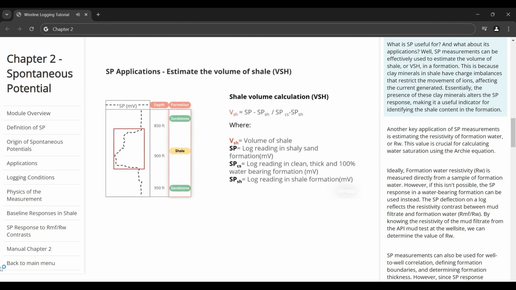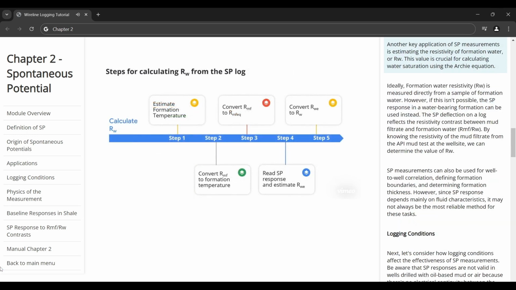And what about its applications? Well, SP measurements can be effectively used to estimate the volume of shale, or VSH, in a formation. This is because clay minerals in shale have charge imbalances that restrict the movement of ions, affecting the current generated. Essentially, the presence of these clay minerals alters the SP responses, making it a useful indicator for identifying the shale content in the formation. Another key application of SP measurements is estimating the resistivity of formation water, or RW.